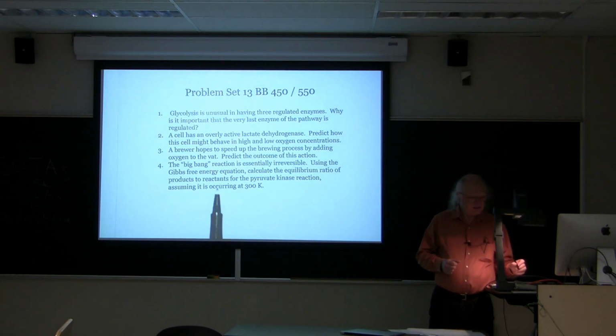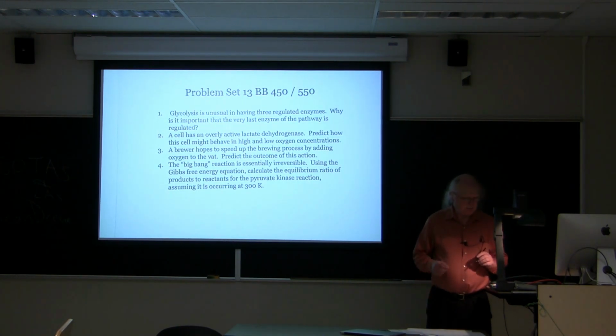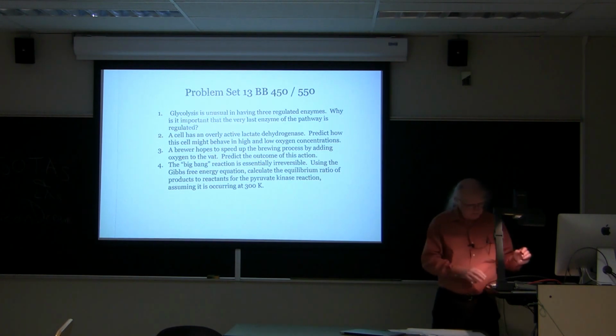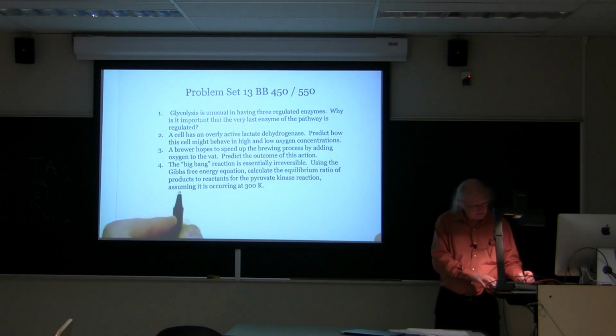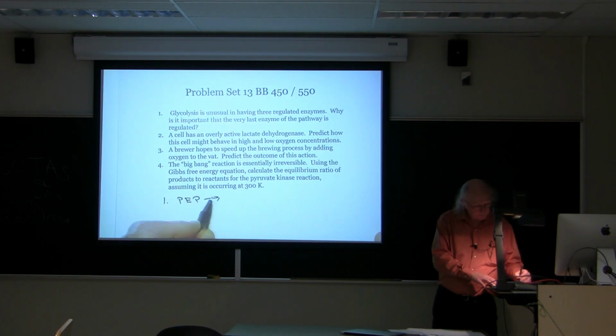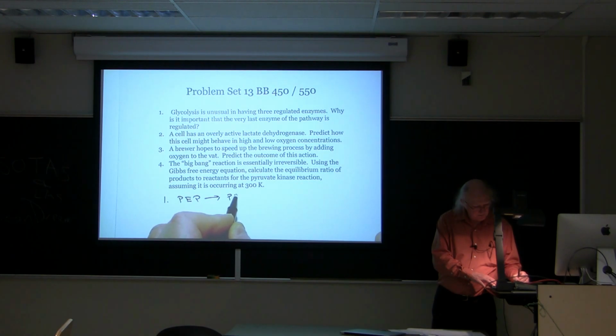The first question says that glycolysis is unusual in having 3 regulated enzymes. Why is it important that the very last enzyme of the pathway is regulated? Well, let's refresh our memories first about the last enzyme of the pathway. The last enzyme of the pathway says that PEP goes to pyruvate. This reaction is catalyzed by the enzyme pyruvate kinase.